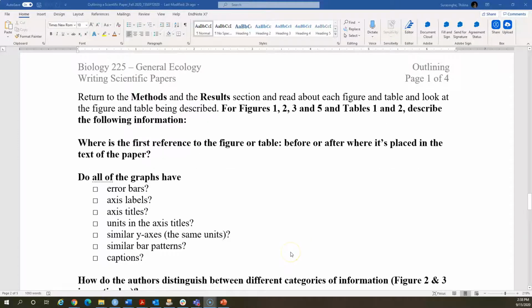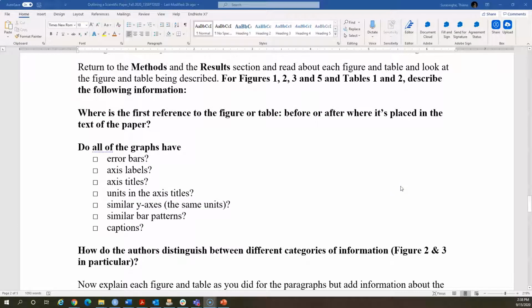More than enough, right? Now, return to the methods and the results section and read about each figure and table and take a look at the figure and table being described. So, okay. For figure 1, 2, 3, and 5 and table 1, 2, describe the following information. So again, there are so many figures and more tables, but we are again cherry picking, about 4 figures and 2 tables. And based on that, I want you to describe these things.